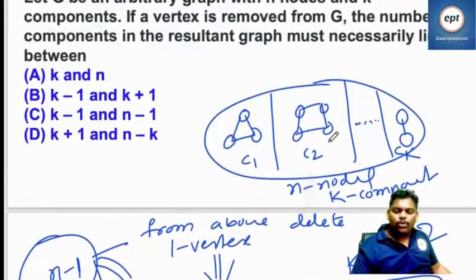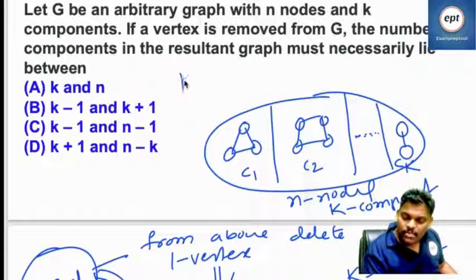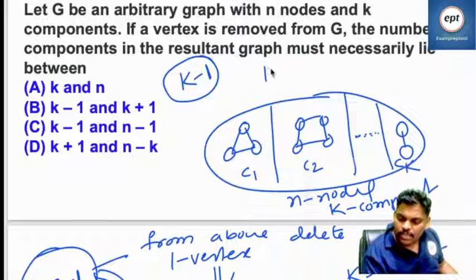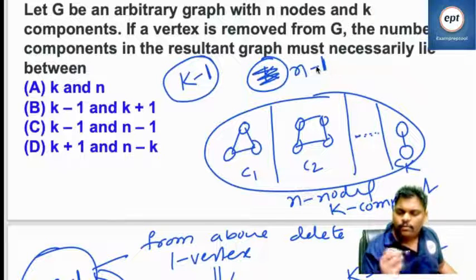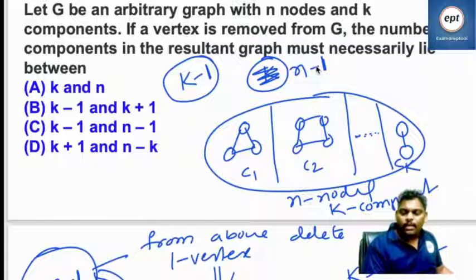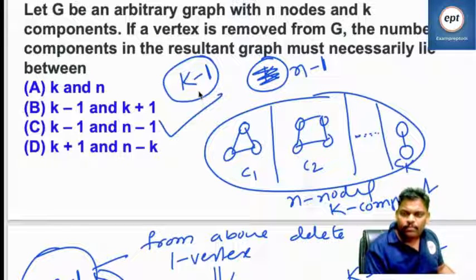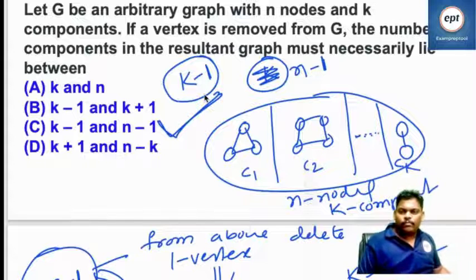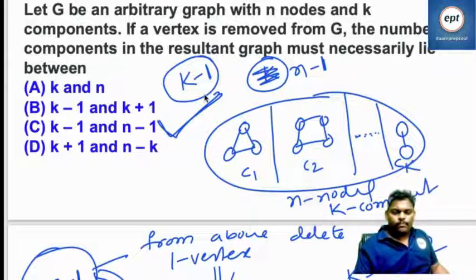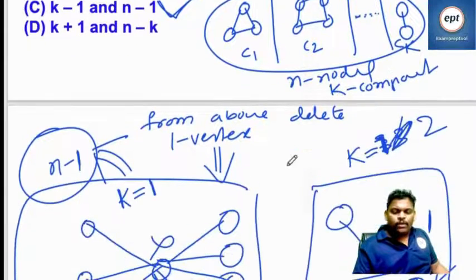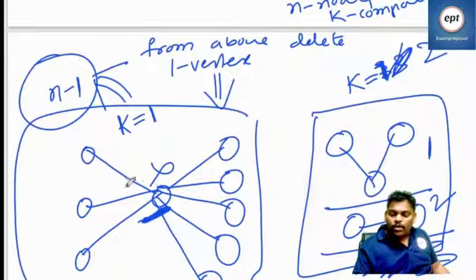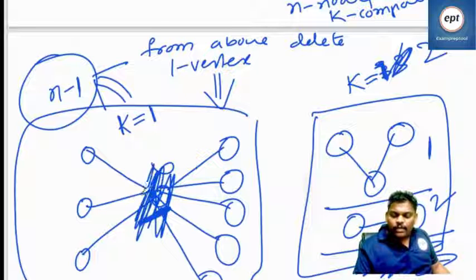So the answer is going to be: minimum, previously k components, becomes k minus 1. Maximum, previously k components, now after deletion, is n minus 1. So k minus 1 to n minus 1. How k minus 1? See this one. Previously one component. When I delete this one, all became 1, 1, 1, 1. So n minus 1 components maximum.